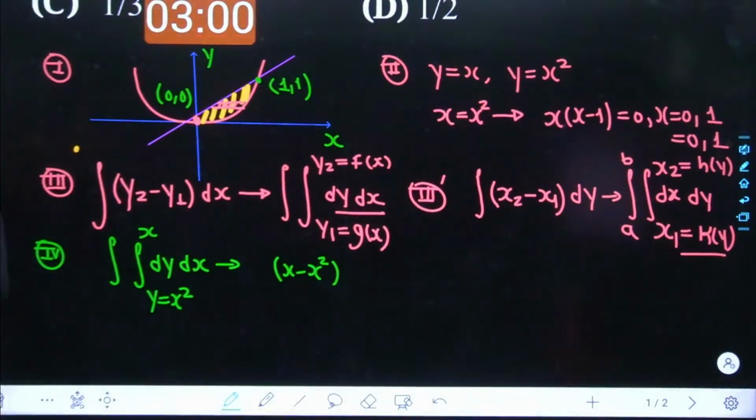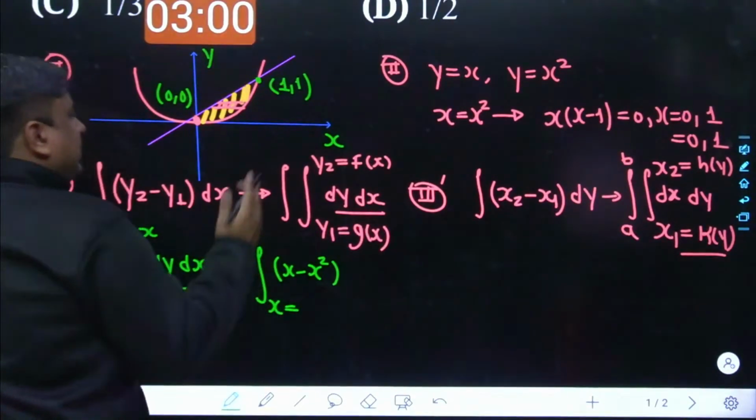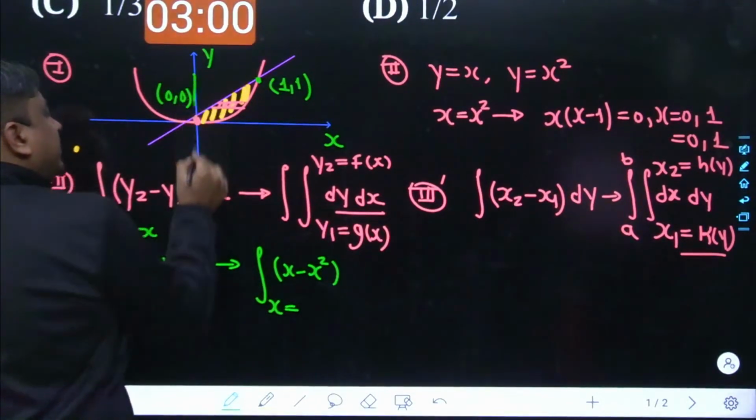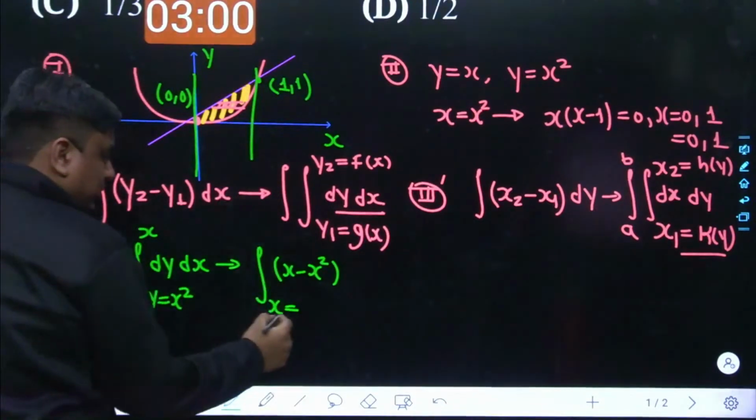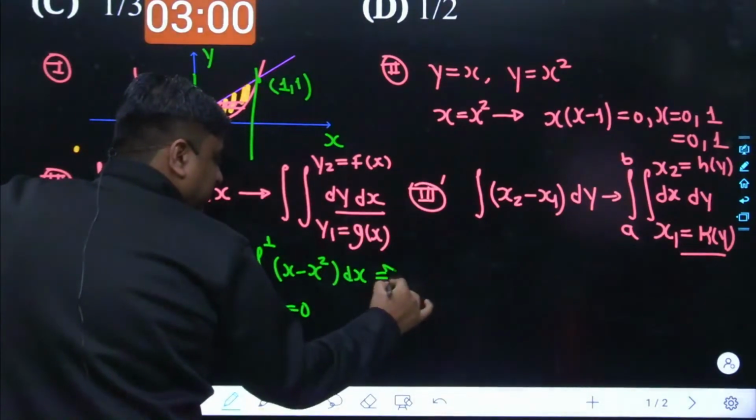X and x square has been subtracted, and at the end of the day, we had to encapsulate the region of x that starts from x equals 0 and goes till x equals 1. Virtually speaking, this is supposed to be its answer.